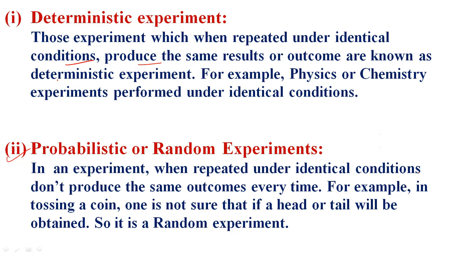So an experiment, when repeated under identical conditions, that doesn't produce the same outcomes every time. For example, in tossing a coin, one is not sure whether a head or a tail will be obtained, so it is a random experiment.